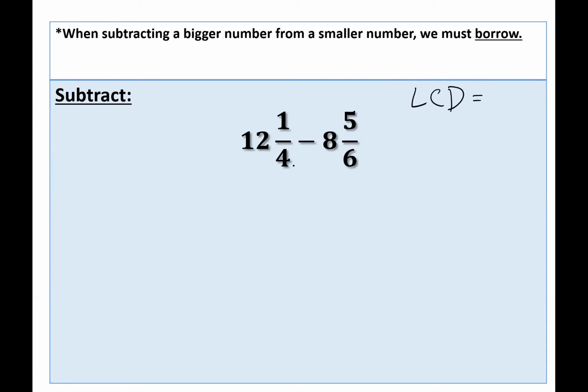So let's see. I can see our fractions have a denominator of 4 and 6. So I can use a common denominator of 4 times 6, 24, or I can actually use 12. So 12 is a multiple of 4 and a multiple of 6. So let's go ahead and change those fractions to have a common denominator of 12.